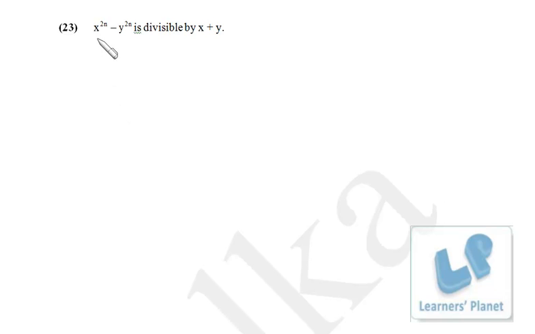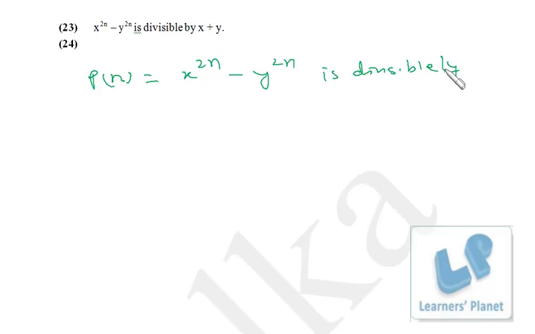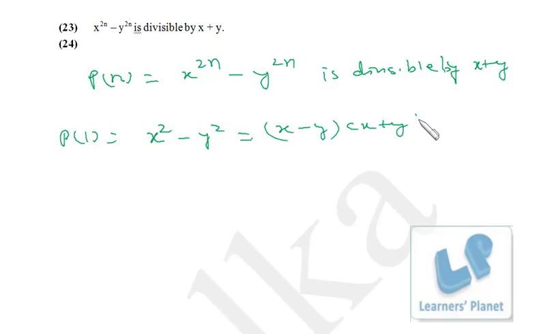Similarly, we see this problem again. x raised to 2n minus y raised to 2n is divisible by x plus y. So Pn is x raised to power 2n minus y raised to 2n is divisible by x plus y. That means first step P1, so it is x square minus y square, so it is x minus y, x plus y. So x plus y is a factor of this, that means it is divisible by x plus y. That means P1 is true.